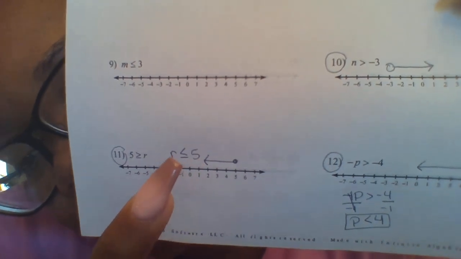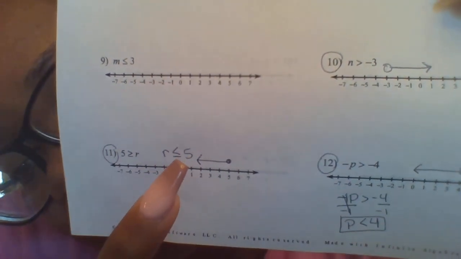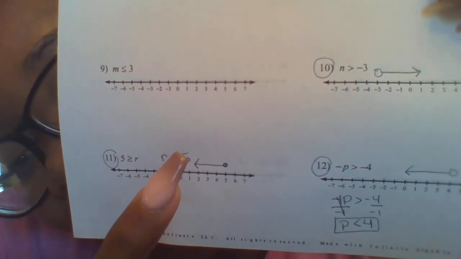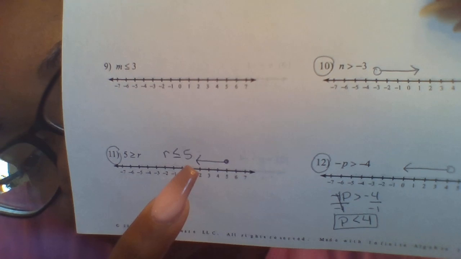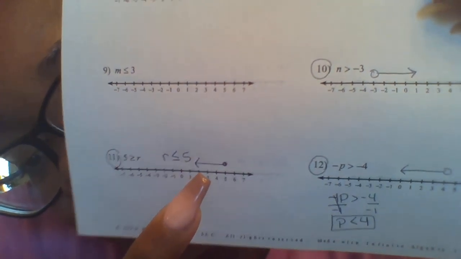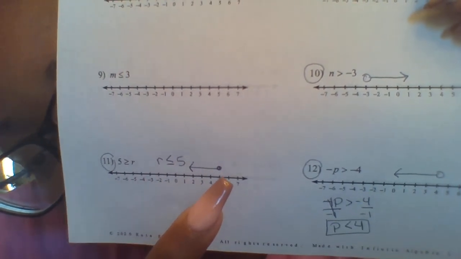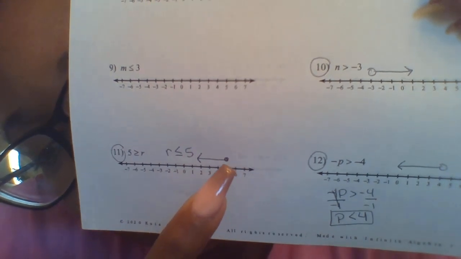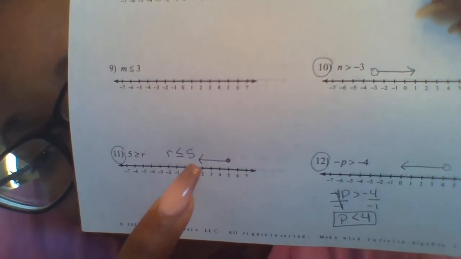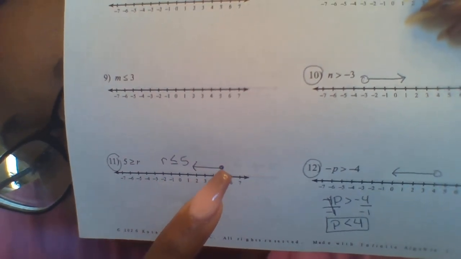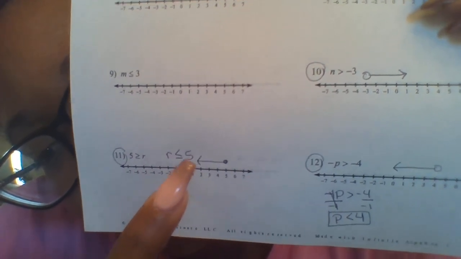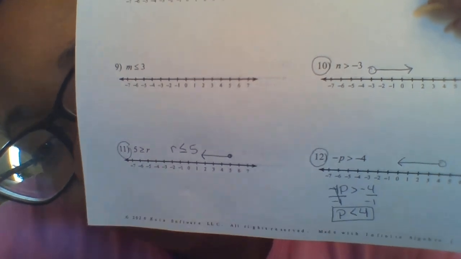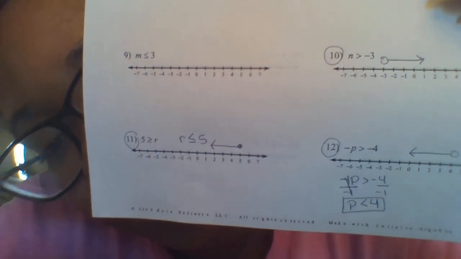Again, as we said before in the first example, whenever there is a line underneath the inequality, that means we are including that value. So we're including this value of 5, which means we have a closed circle at 5, and we want numbers less than 5, so we're going to go to the left. Less than 5 would be numbers to the left, going toward the negative half of the graph. So that's how you would graph number 11.